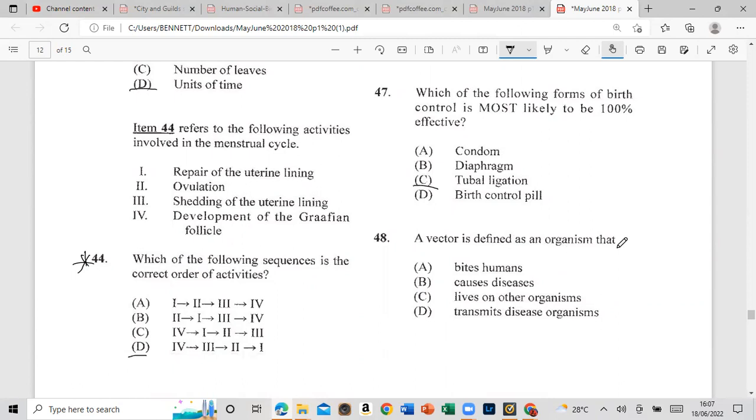48, a vector is defined as an organism that A, bites human, B, causes disease, C, lives in the organism, or D, transmit disease organism. That is D.